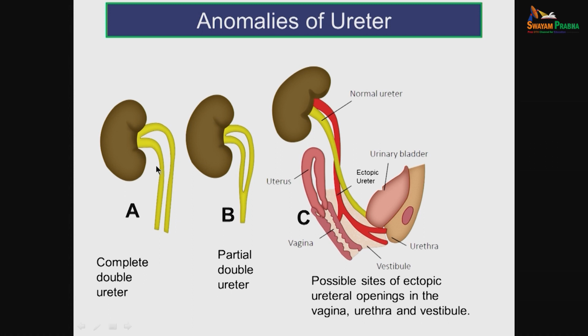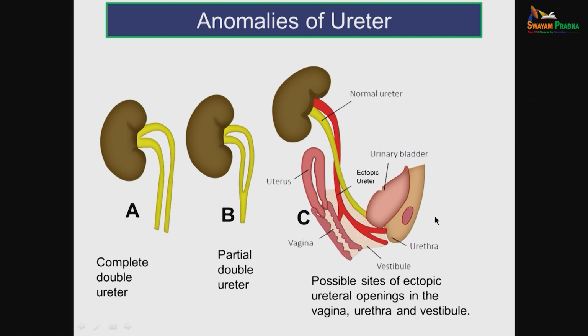Look at this picture, this is complete double ureter. This is partial double ureter, as I have mentioned in the previous slide. Only thing with the complete double ureter is that the normal ureter opens into the bladder. The other ureter, which is abnormal, we mention as ectopic ureter because it can open into different sites. The possible sites of ectopic ureteral opening, in case of females, are the vagina, urethra, or the vestibule. Here you can see it is opening into the urethra.